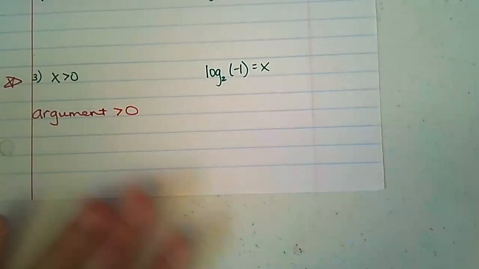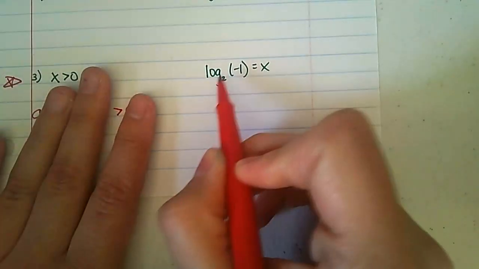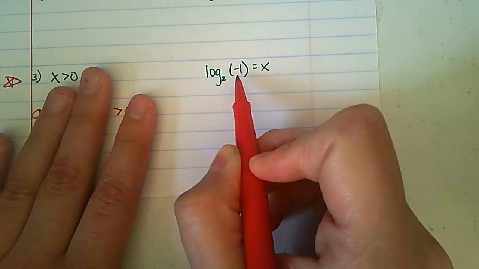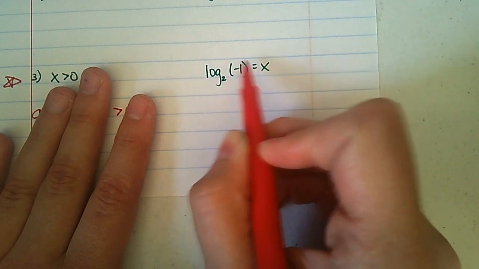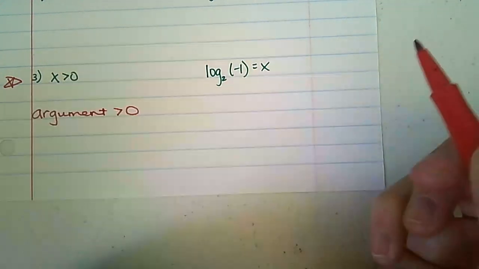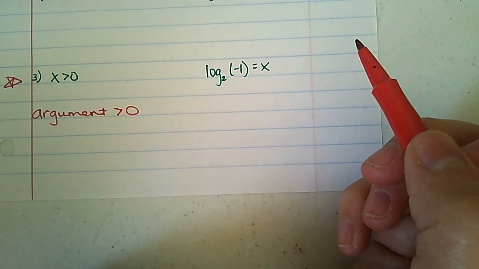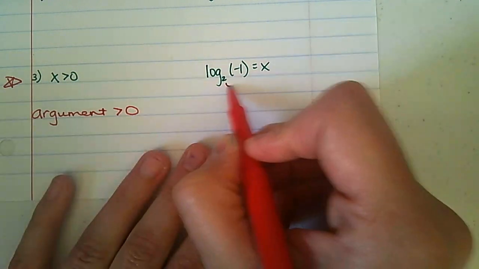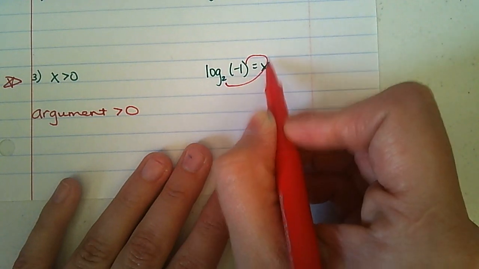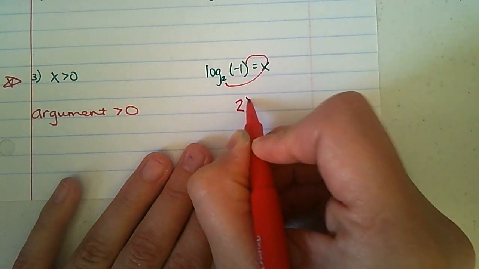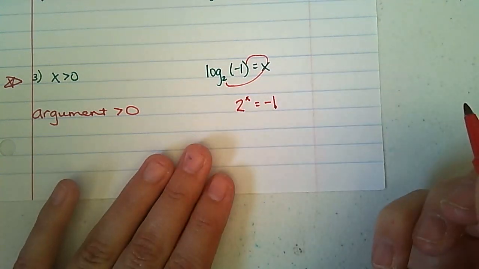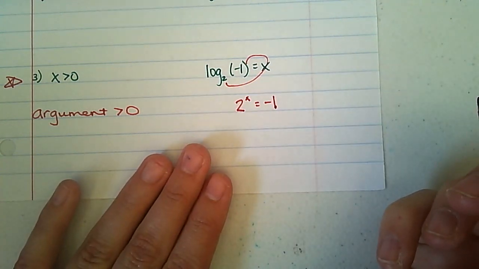Okay. So I have this example here. It's log base 2 of negative 1 equals x. So notice I have a negative argument right here, and I'm going to show you why we can't have it. All right, so if I were to do a log rule and get this in exponential form, we start with the base, what it equals, what's left. We're going to have something that looks like this. So 2 to the x equals negative 1.